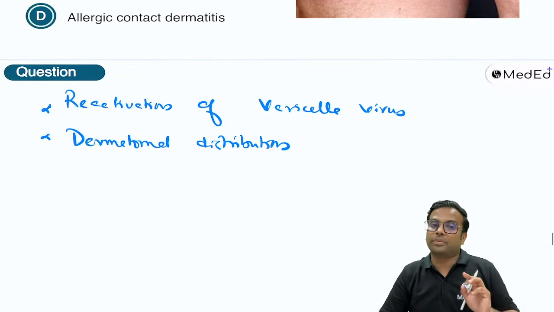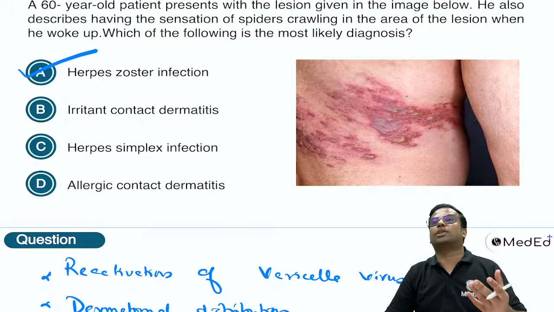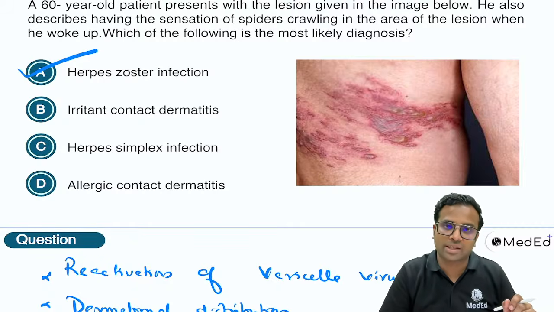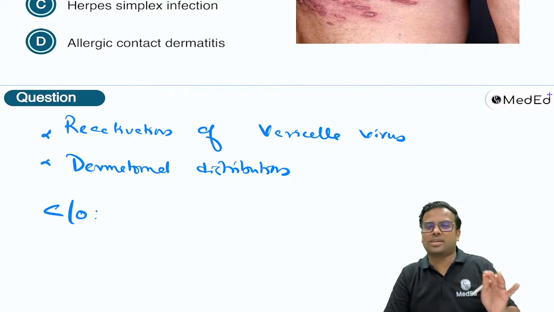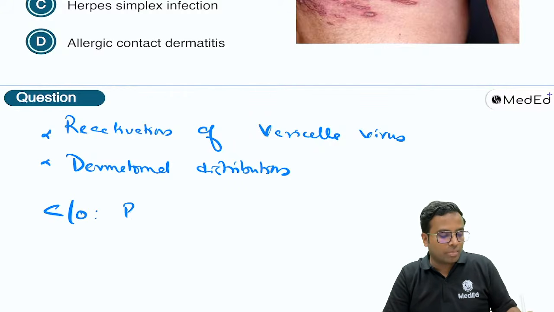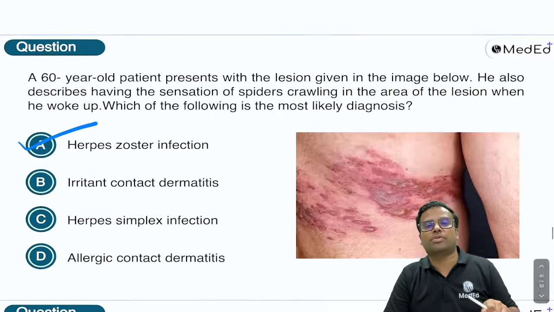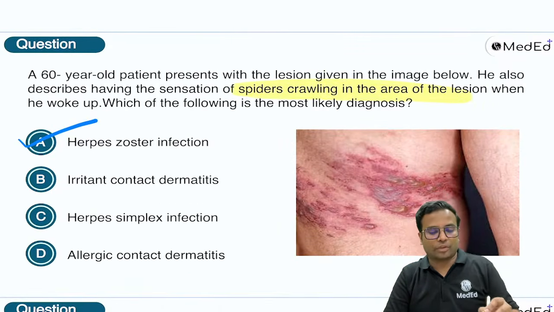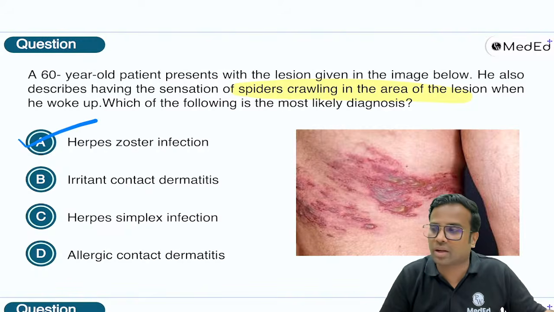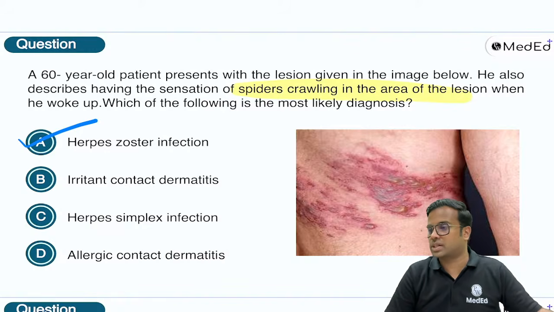And please remember, in a patient with herpes zoster, even though this is the reactivation of chickenpox or the varicella virus, the complaint of the patient is never the rash. The complaint will be the burning sensation, and some patients may feel it like a spider crawling feeling in the area of the lesion, right? So this is what we call herpes zoster.